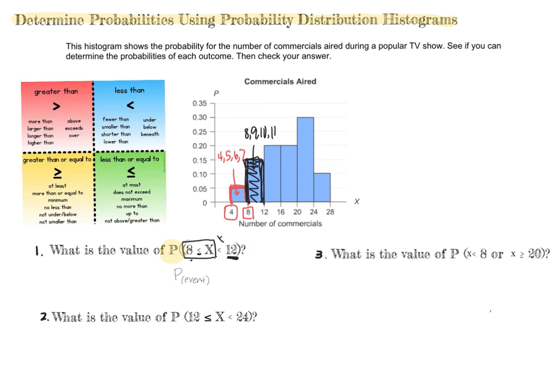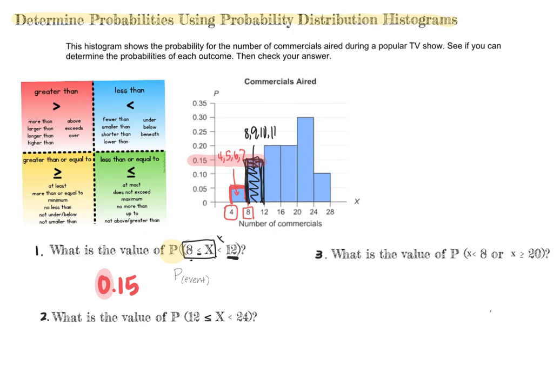Now, let's go ahead and answer the question. Looking at this bar graph, or this histogram, we need to find the probability that X is between 8 and 12. Okay, the number of commercials. And that probability is 0.15. Now, if you're feeling good about finding probability, go ahead and press pause here and try number 2.